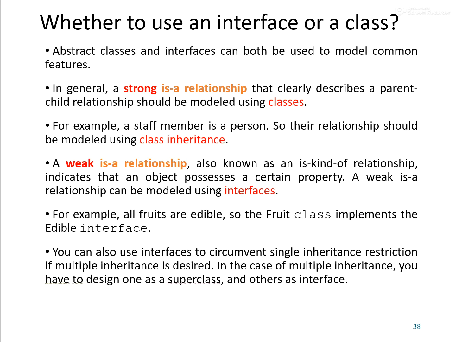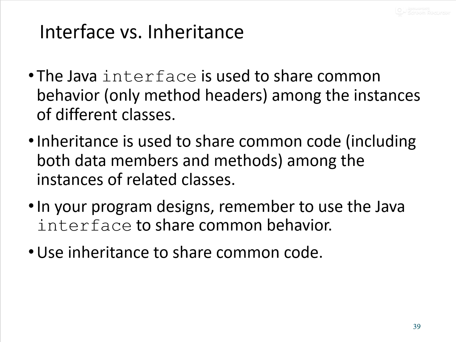Okay, so strong relationships means usually we try to model things by a superclass subclass relationship. For weaker relationships, we just go with using an interface. Like I said, in Java, interfaces are used to share common behaviors. If you want to share common code, then again, interfaces contain no code, only method names. If you want to share code between classes, you need to have a superclass subclass relationship. And that's all about interfaces.